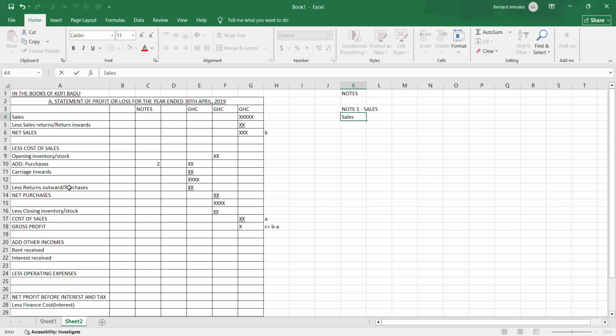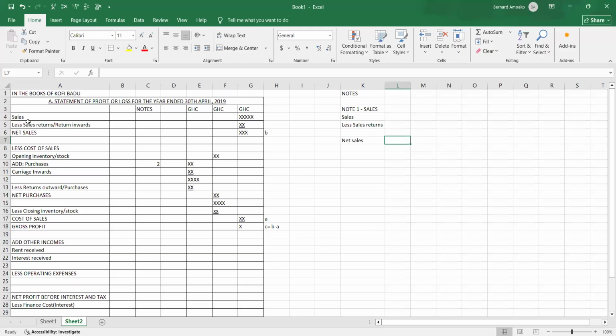So that is the new way of preparing this. But then just for text, any of them is going to give you maths. Less sales returns, and then we'll get our net sales. All right. So once I do this, when I get to the statement, I don't need to repeat all of these things. All I need to repeat is just sales and then write note 1 and bring the figure that I have from my workings in there.